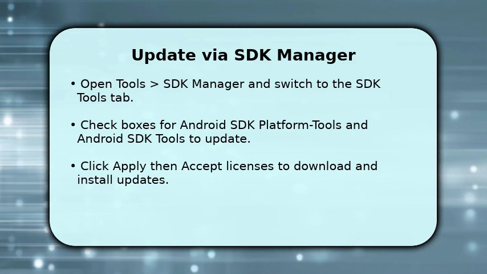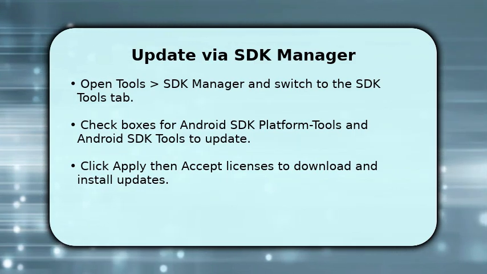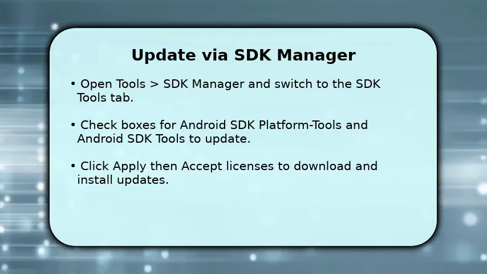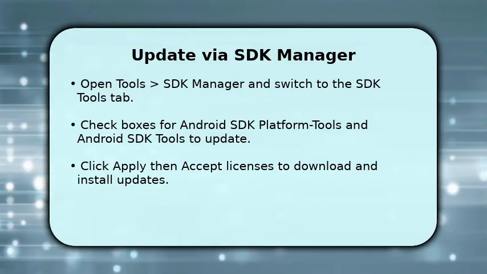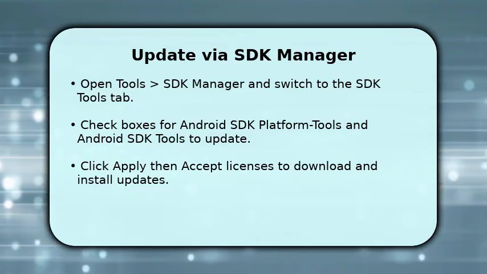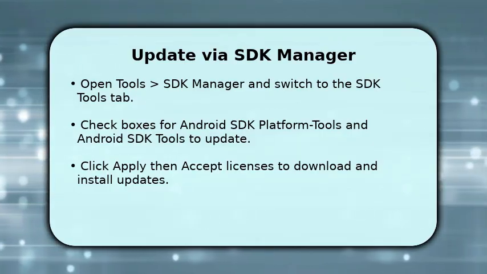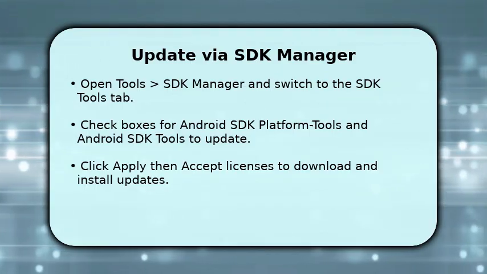Also select Android SDK Command Line Tools if not already installed. Click Apply, then accept licenses to download and install updates automatically. Watch progress in the event log and wait until installation completes without errors. Restart Android Studio after the installer finishes to load updated components and tool paths.